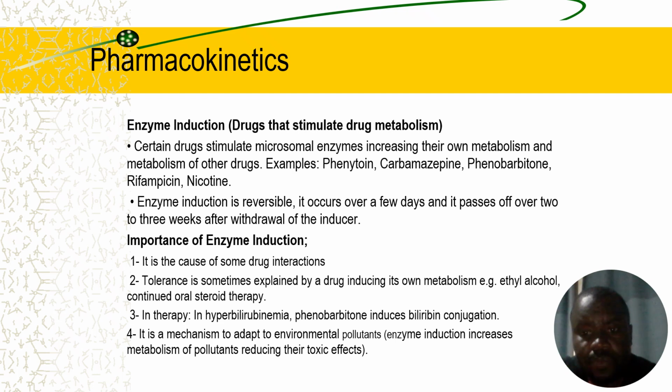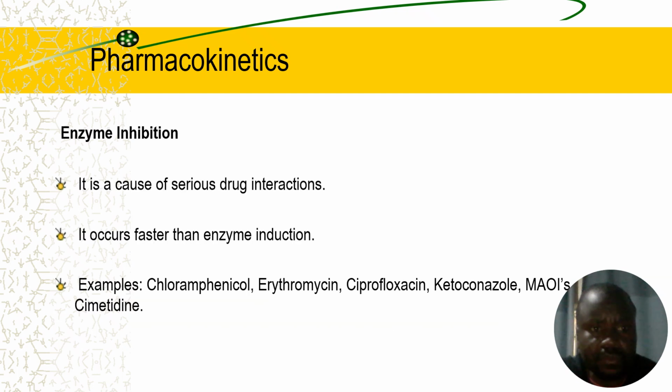Also in therapy, sometimes enzyme induction is used, for example, where you have hyperbilirubinemia, which we want to clear by increasing conjugation. You find that if we give phenobarbital, it will increase bilirubin conjugation, and this can actually help to reverse the situation. Also, enzyme induction is a mechanism to adapt to environmental pollutants, like I mentioned. So those who are exposed to smoke, those who are exposed to pesticides, their livers tend to increase in terms of metabolism to actually help defend the body by metabolizing the toxins fast.